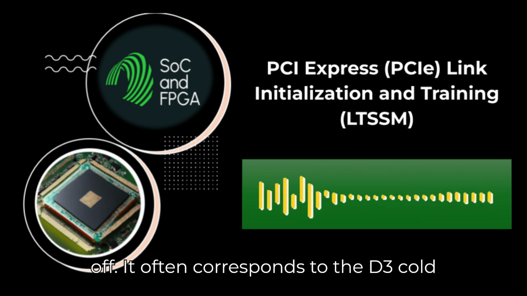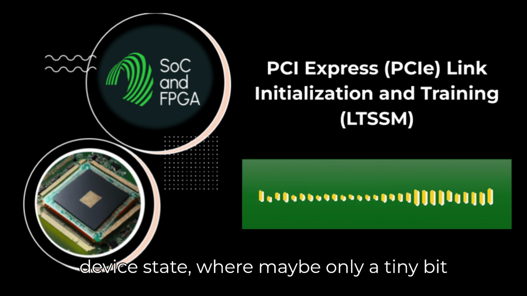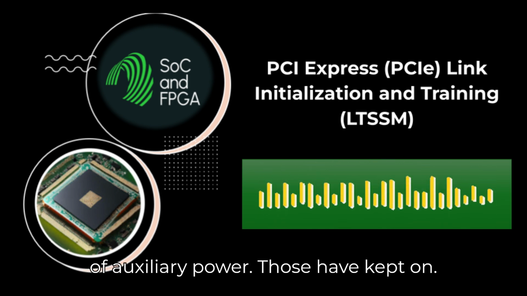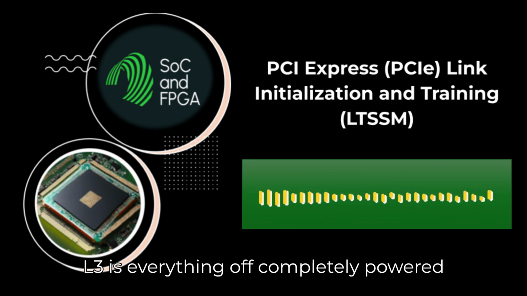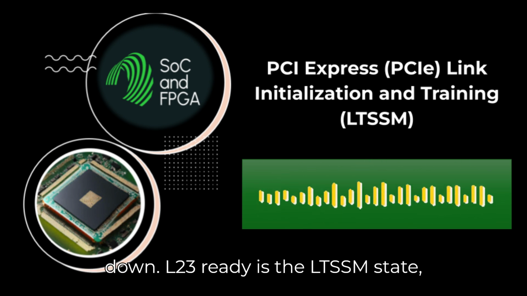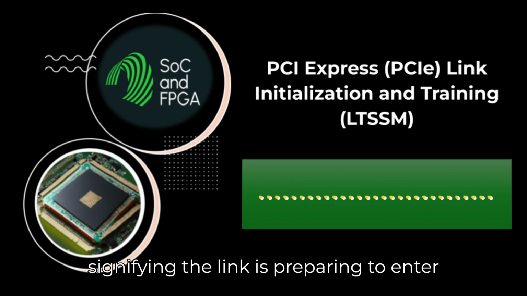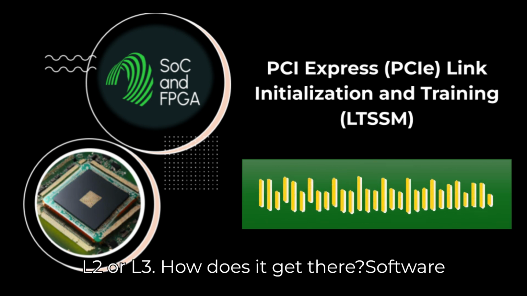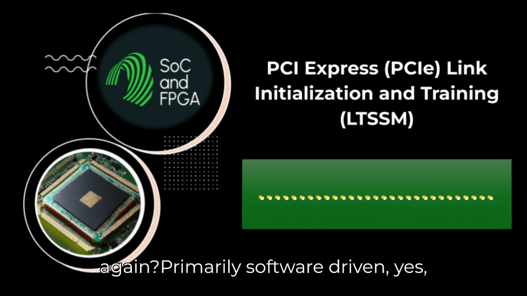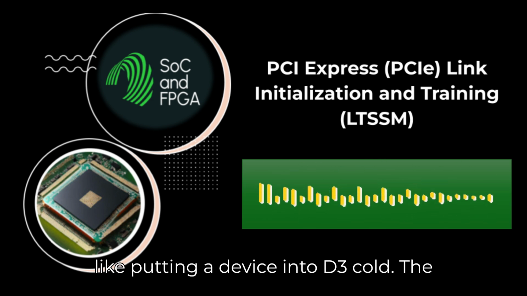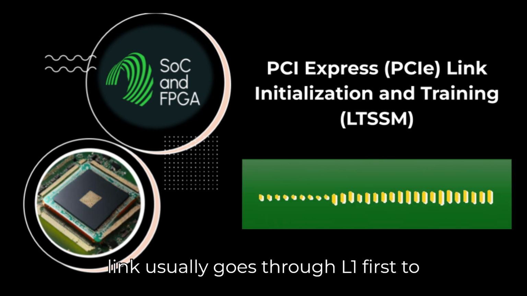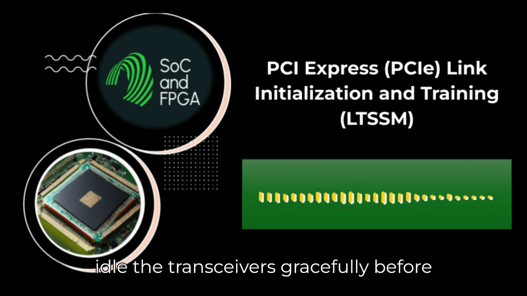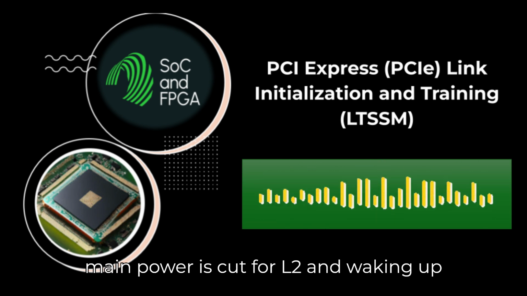It often corresponds to the D3 cold device state, where maybe only a tiny bit of auxiliary power, Vaux, is kept on. L3 is everything off, completely powered down. L23 ready is the LTSSM state, signifying the link is preparing to enter L2 or L3. How does it get there? Software again. Primarily software-driven, yes, like putting a device into D3 cold. The link usually goes through L1 first to idle the transceivers gracefully before main power is cut for L2.